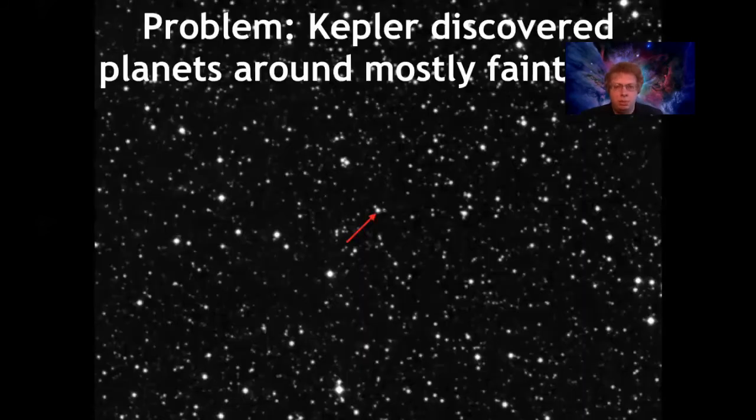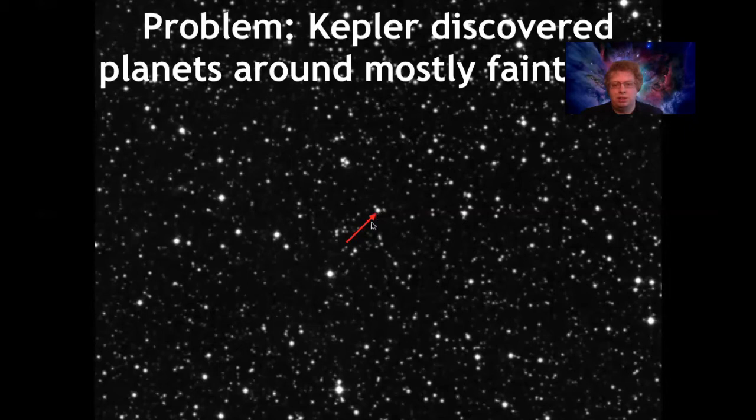A fundamental problem in doing this is that most of the planets we know about today were discovered by Kepler. But Kepler was designed in a way so that it mostly found planets around faint stars. So I'm showing just a generic star field here. And this star in the center is actually one of the stars discovered by Kepler to host planets. I believe this one actually has 6 planets orbiting it. But this star doesn't stand out.